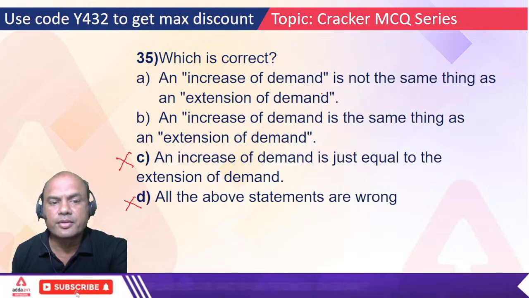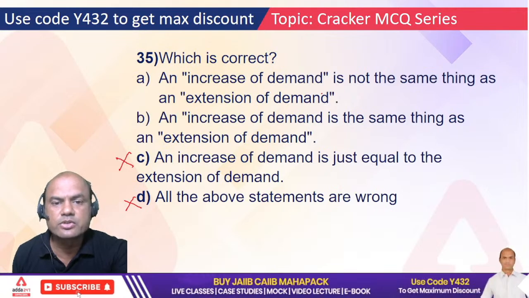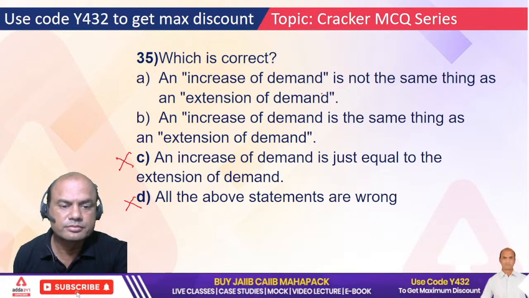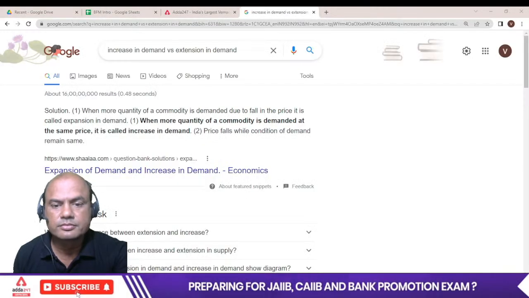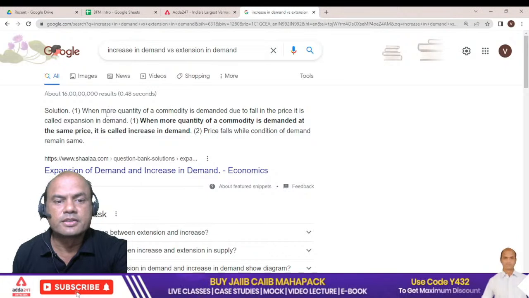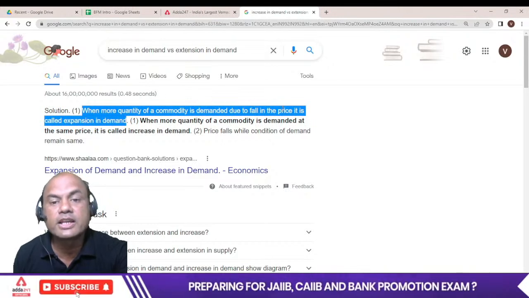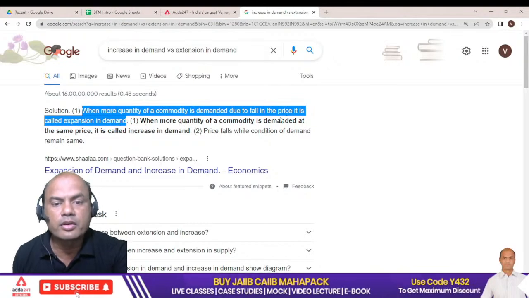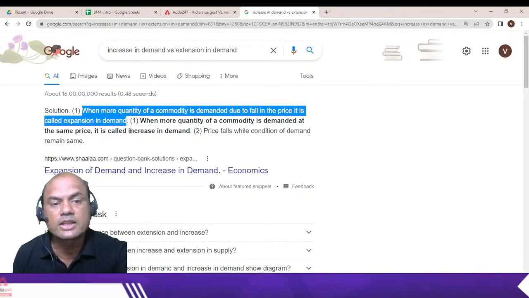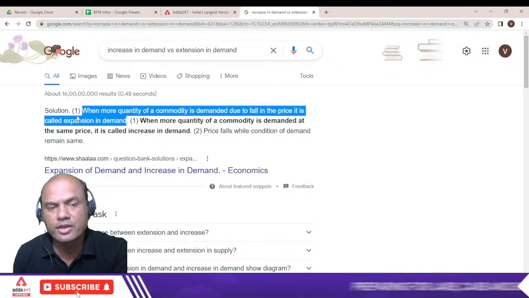So what is increase and what is extension? I'll show you over here. See this. When a larger quantity of a commodity is demanded due to a fall in its price, it is called expansion. When more quantity of a commodity is demanded at the same price, it is called increase in demand. Expansion is also called extension many times in economics.